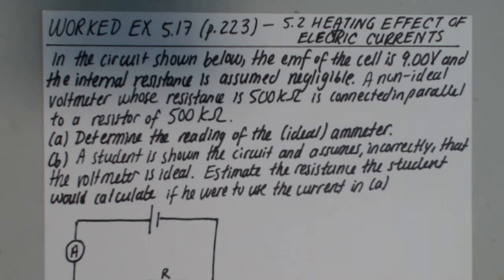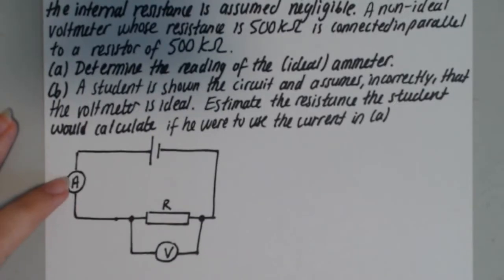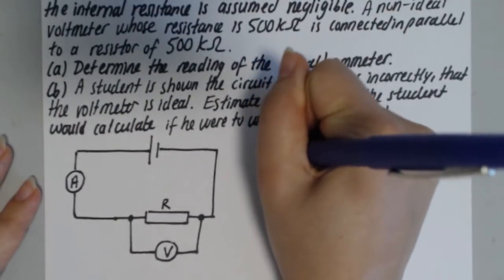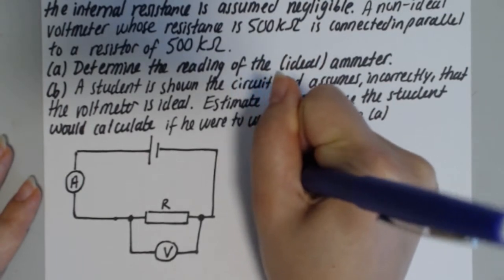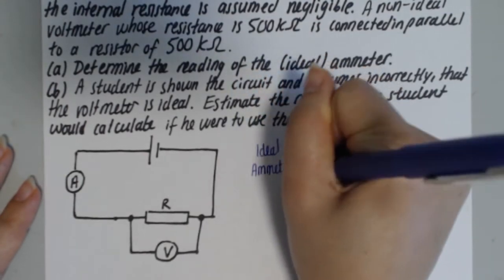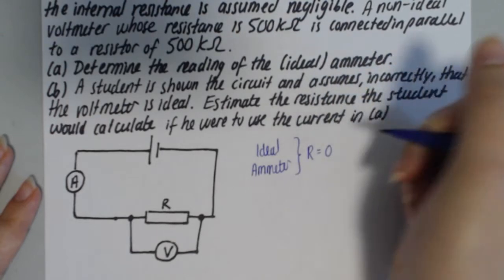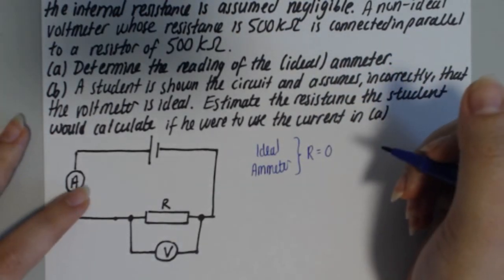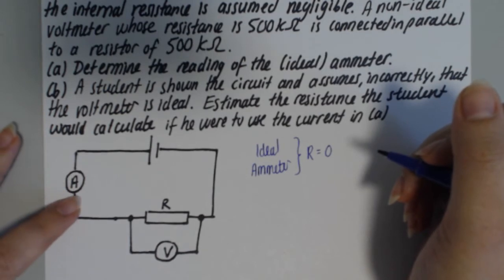Okay, so in order to answer this, we have to really understand what's meant by ideal ammeter and ideal voltmeter. If you recall from the lesson, an ideal ammeter should allow all the current to move through without resisting it at all. So an ideal ammeter has a resistance value of 0. And so the fact that we are told that this is an ideal ammeter means that it does not contribute to the resistance of the circuit.